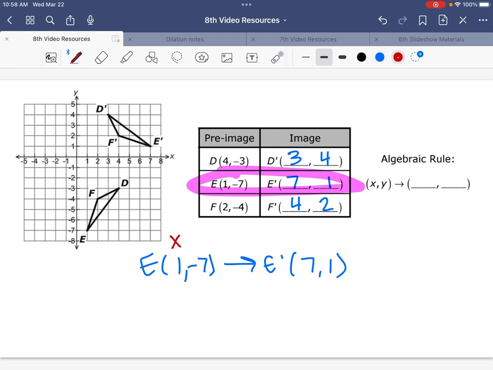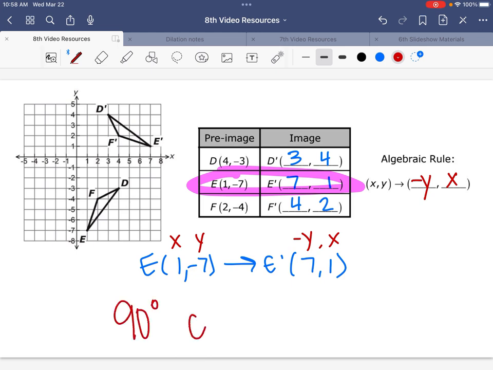And so again, we have X and Y, and I see that the digits of the value switched places, and that the original Y coordinate changed sign. So again, our algebraic rule is (1, -7) goes to (7, 1), or (X, Y) goes to (-Y, X). Guys, this is our third example.